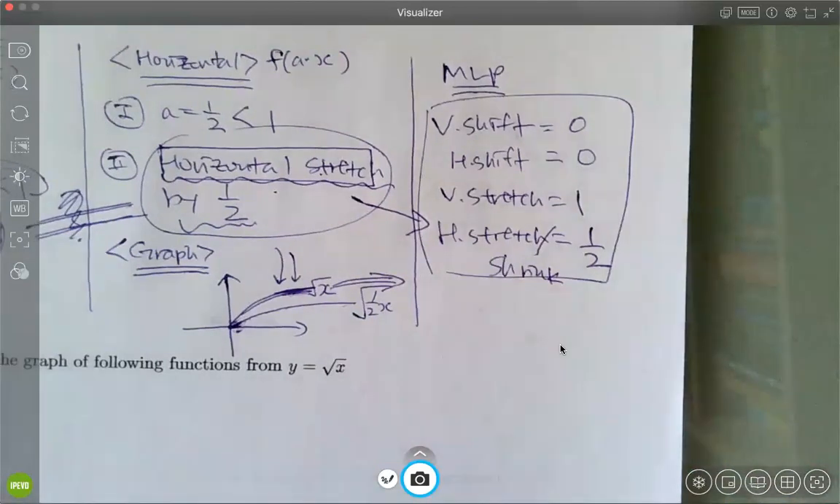Again, horizontal stretch and shrink is the opposite of vertical stretch and shrink, which is why you don't have to really know it. But for some problems, it's worth using it, because like this one, you don't have to use the square root. So that's it for today.